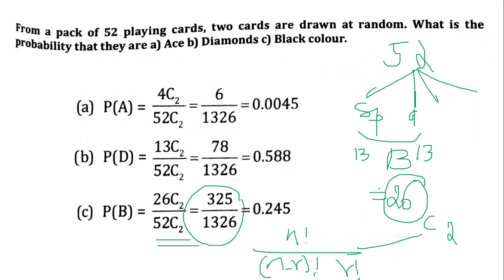Wherein the two cards are ace, diamond or black color card. Yeah, correct, Akila. It is totally 26 cards, spades and clubs. Very good. Can we go to the next question?